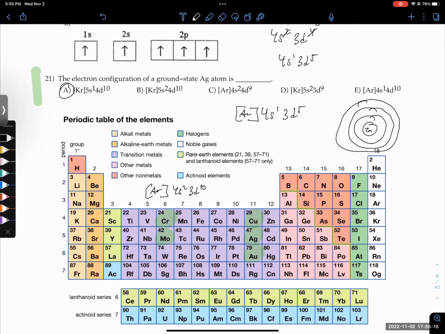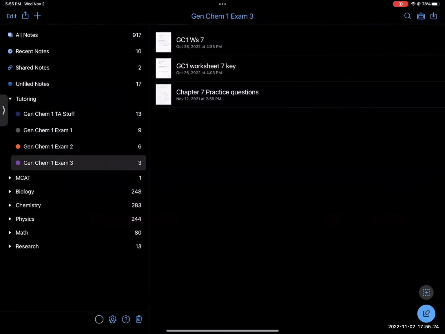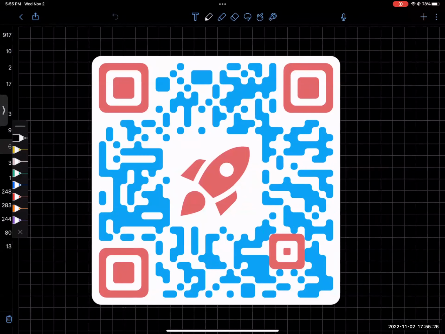Yeah, we were just explaining the reasoning behind the exception, like why the exceptions are what they are. All right. And the transition metals. Go here. Then we're gonna go here, and then here.